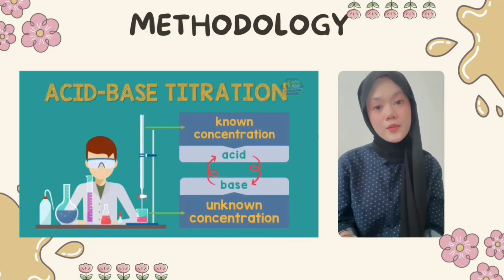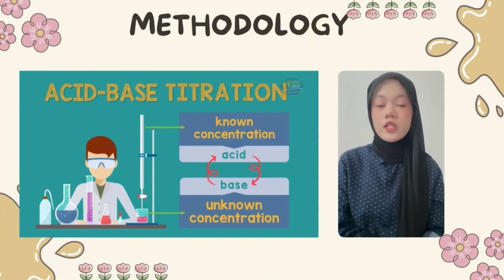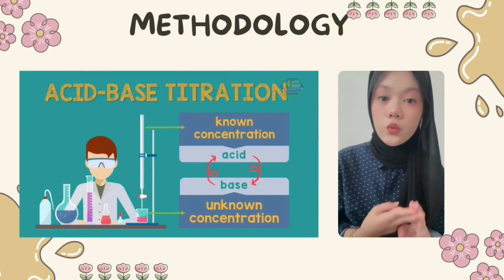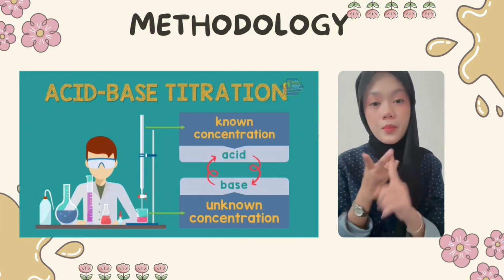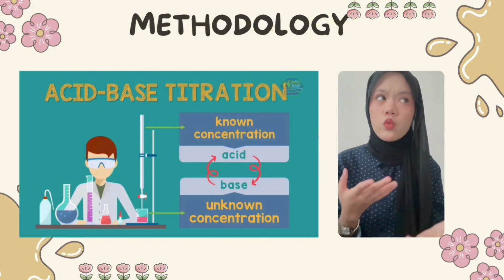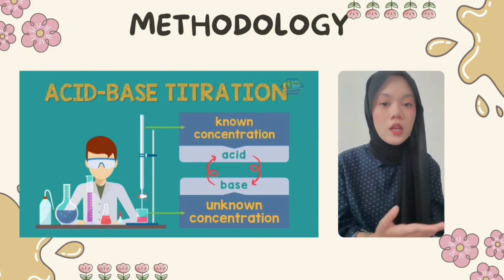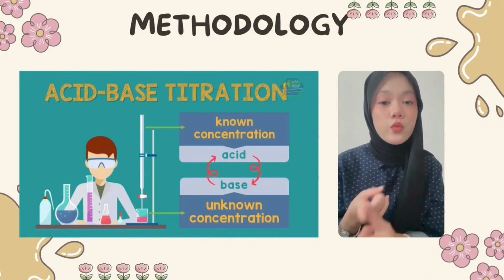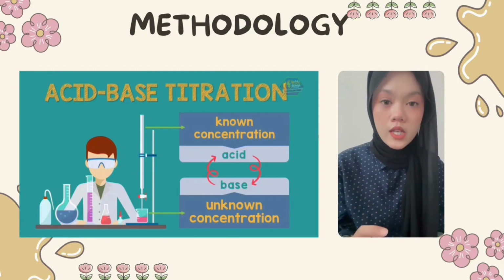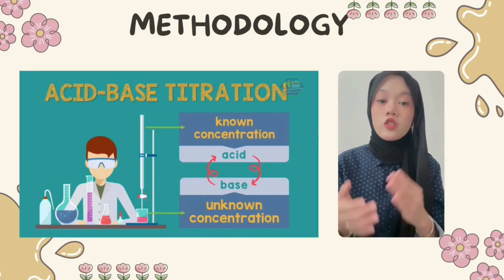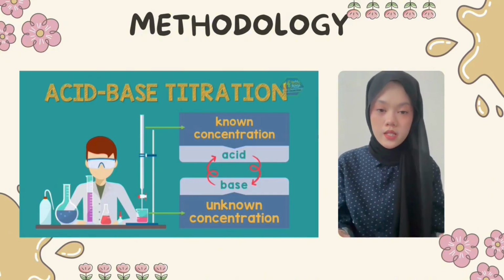Before we conduct the experiment, we need to know the basic things about titration first. So, there are two solutions that we will use in this experiment, which are the acid and also the base solution. But how can we know which one will be in the burette and which one will be in the conical flask? The answer is, the solution with known concentration will be in the burette, or we call it the titrant. Meanwhile, the solution with unknown concentration will be in the conical flask, or we call it the analyte.